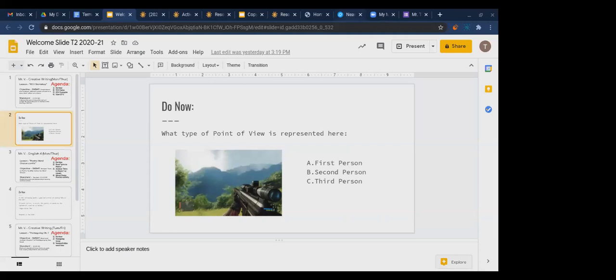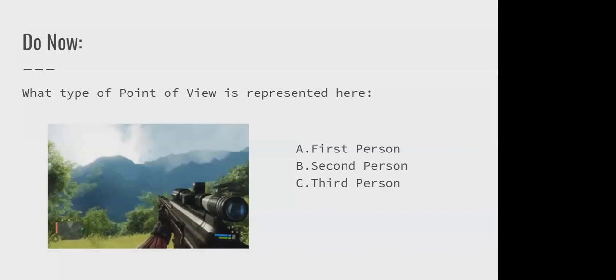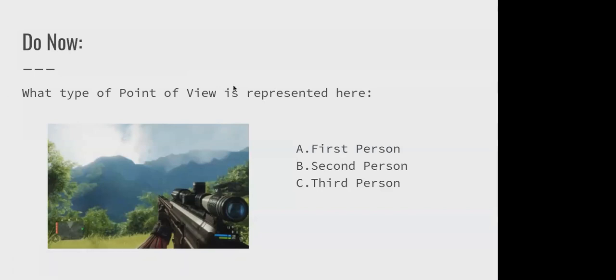Again, don't forget that participation is part of that attendance grade. I want to see at least 2 responses in the chat for this question for our do now today. Looking at this picture right here, what type of point of view do we think is represented here? Is this first person point of view, second person, or third person? If you're not sure, take your best guess. But let me know. You can type A, B, or C in the chat.